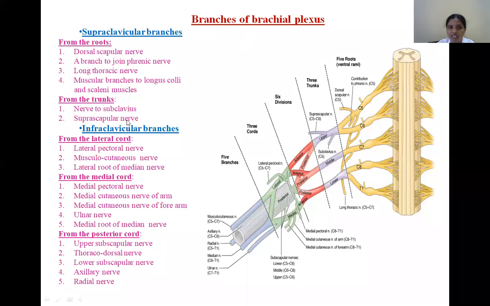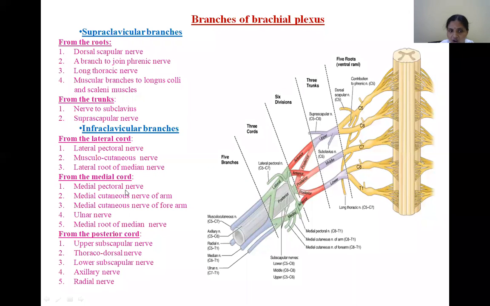So these are the two branches. Then what are the infraclavicular branches? I will discuss only what these branches are. Already it is over, it's not a part of the posterior triangle, right? So what are these branches? From the lateral cord: lateral pectoral nerve, musculocutaneous nerve, lateral root of median nerve.